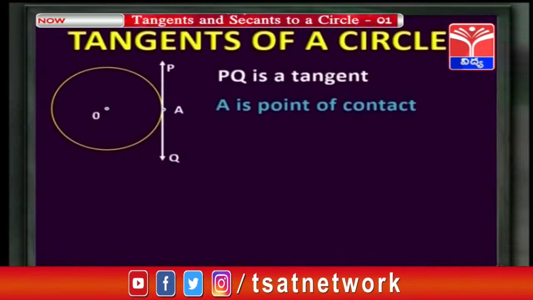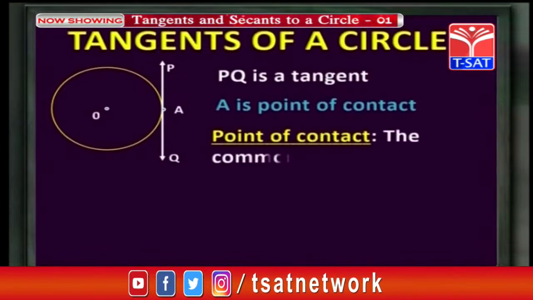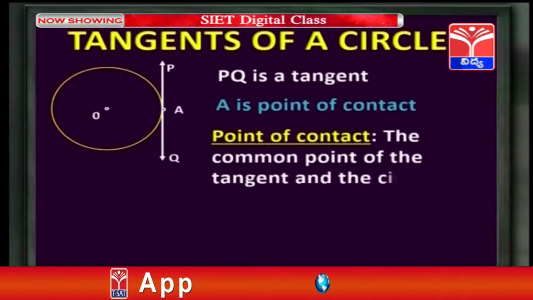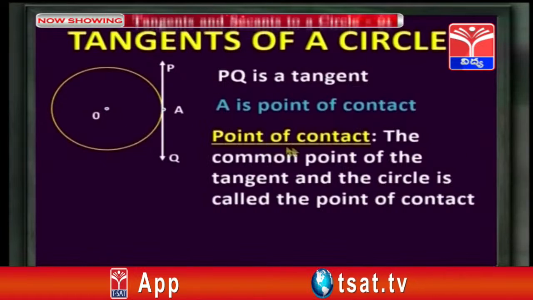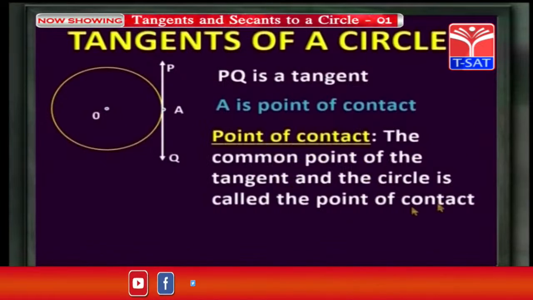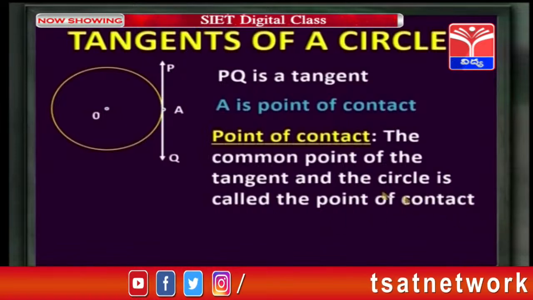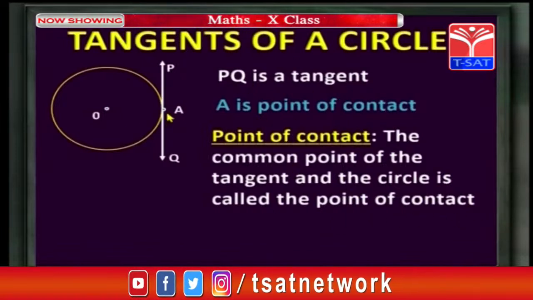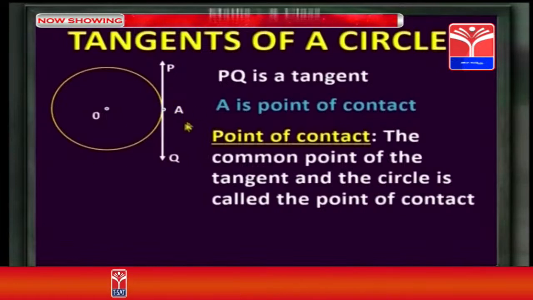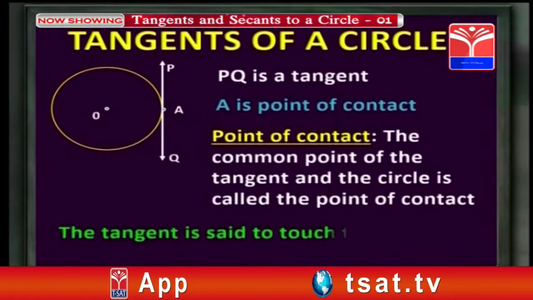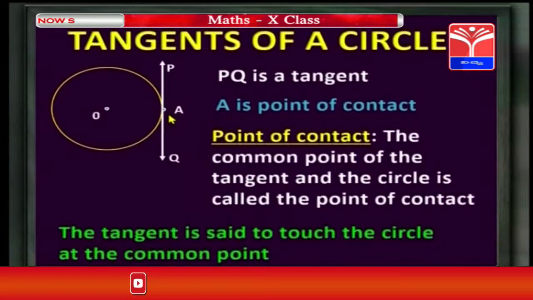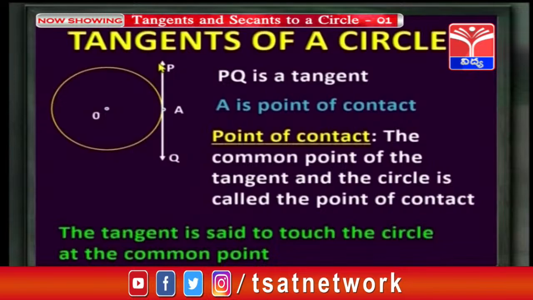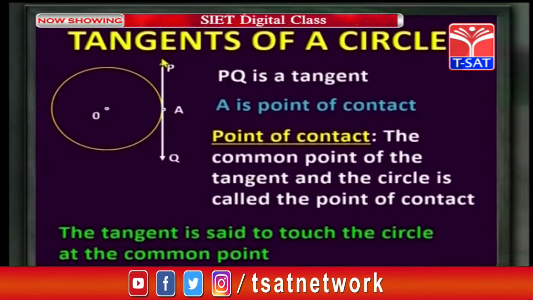So what is a point of contact? The common point of the tangent and the circle is called the point of contact. So PQ is a tangent here, and this A is called the point of contact. The tangent is said to touch the circle at the common point. So always the point of contact is the common point of both the circle and the straight line, which is called the tangent.